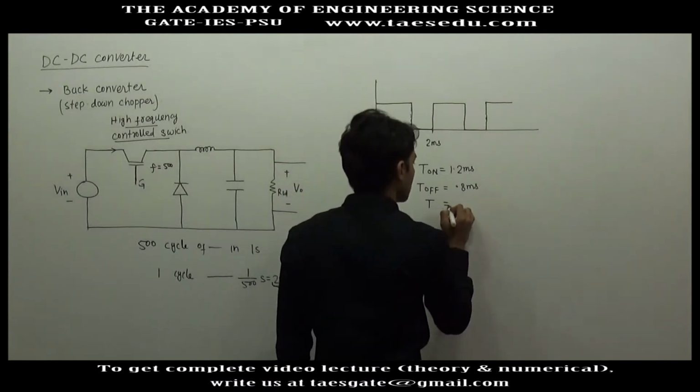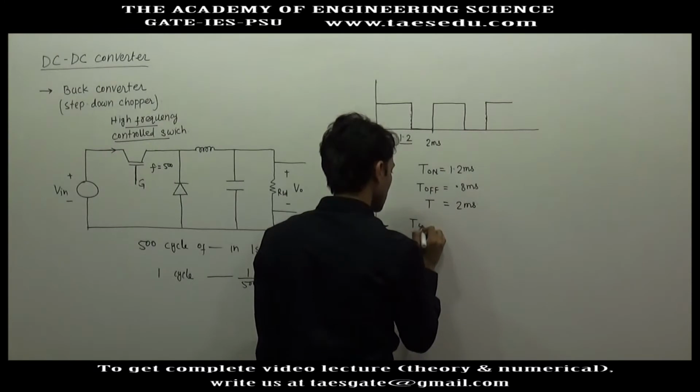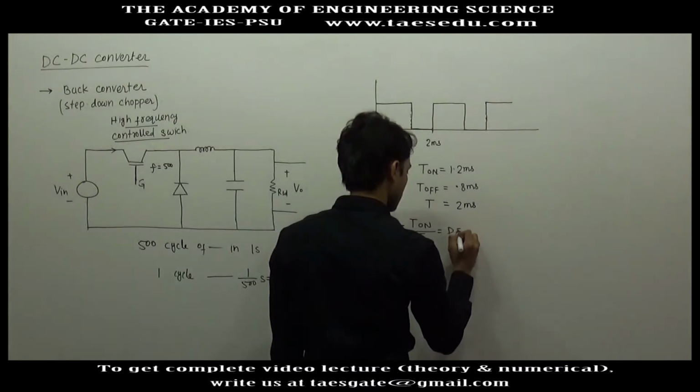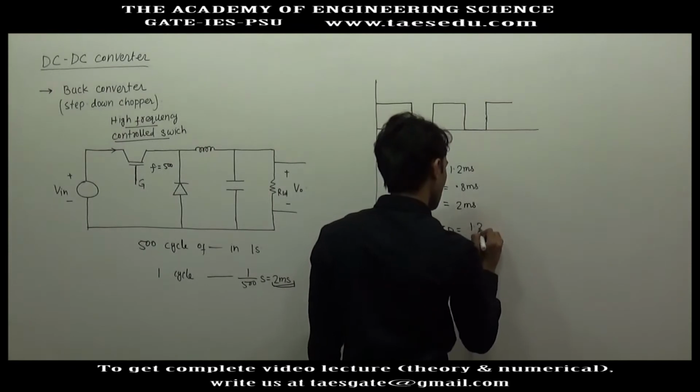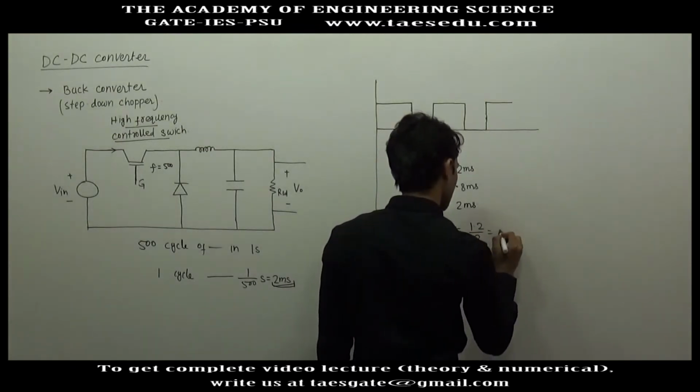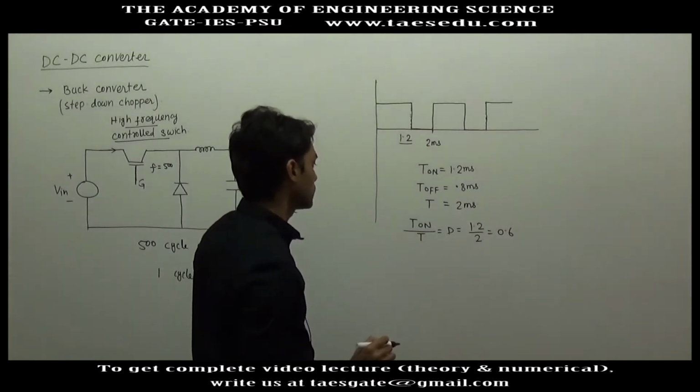Switching time period is 2 milliseconds. The ratio of turn on time to switching time period will be called duty cycle. So what will be the duty cycle here? 1.2 divided by 2. This is 0.6. Okay.